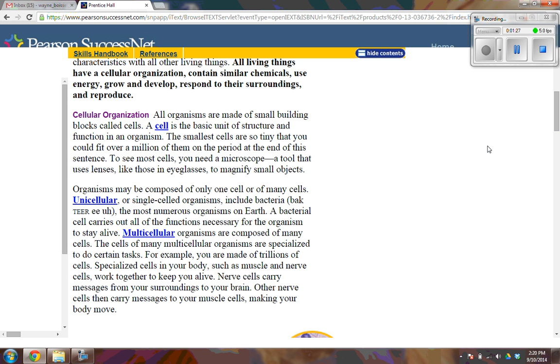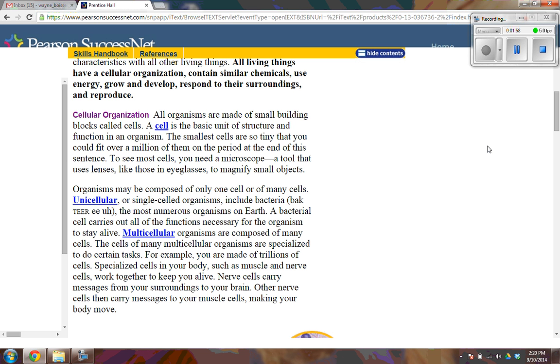Cellular organization. So now the text is going to get into more detail about what each of these characteristics is. All organisms are made of small building blocks called cells. A cell is the basic unit of structure and function in an organism. That just means it's a building block of an organism. It's the smallest piece of an organism. The smallest cells are so tiny that you could fit over 1 million of them on the period at the end of this sentence. It's pretty small.